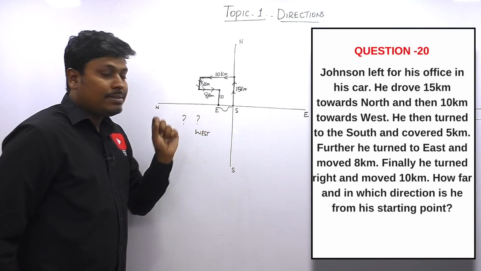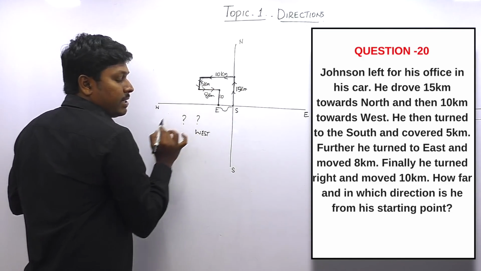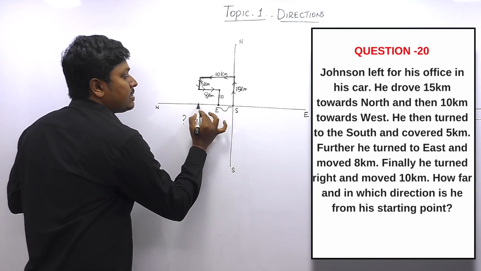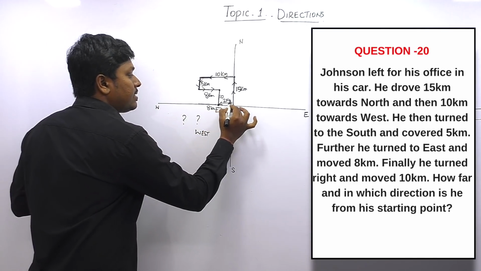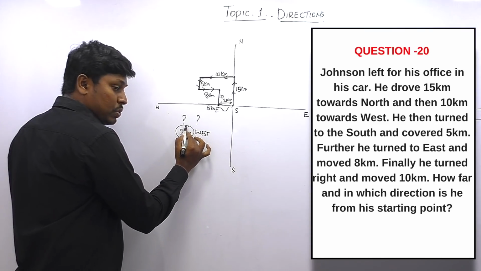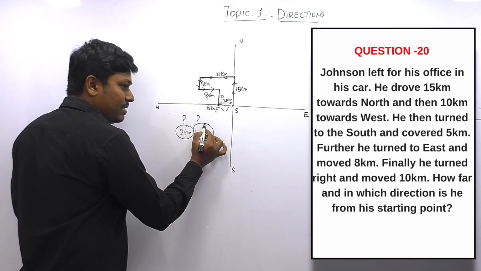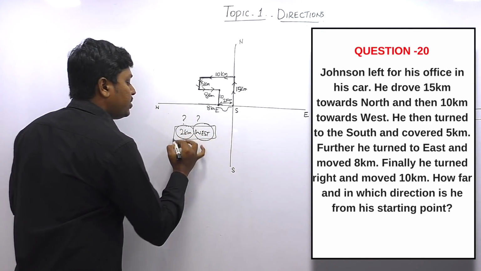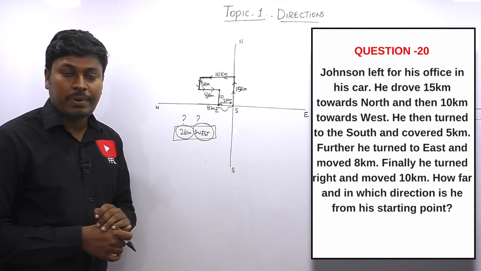Now let me find what is the distance between starting and ending point. We know that the total distance here is 10 kilometers and this small distance that we covered is 8 kilometers. Then what will be the remaining distance? The remaining distance will be 2 kilometers. So the distance from the starting and ending point is 2 kilometers. From the starting point, the ending point is in the direction of west. So final answer for question number 20 is 2 kilometers west. That's it, answer for question number 20.